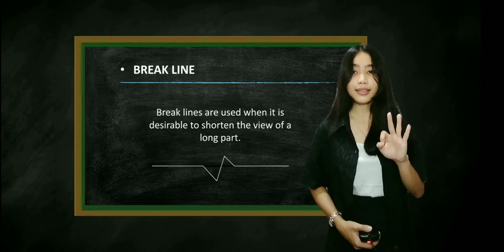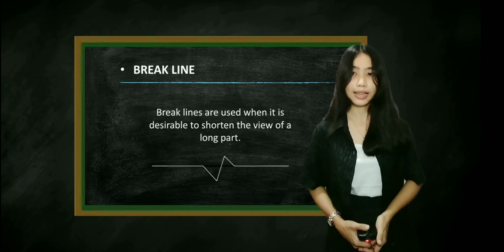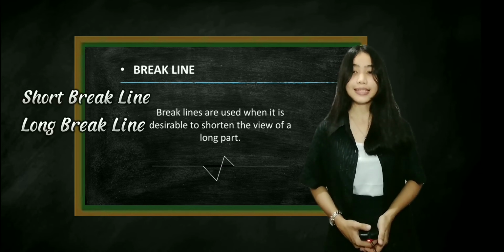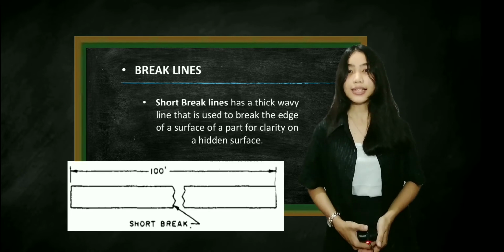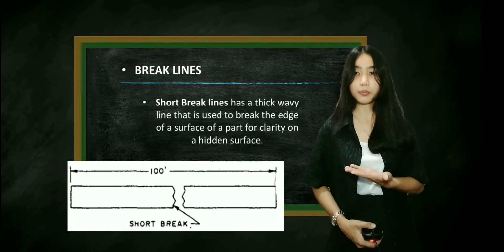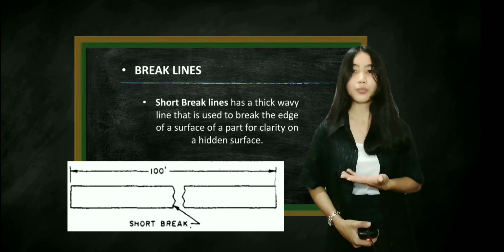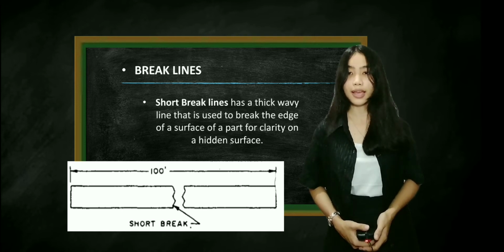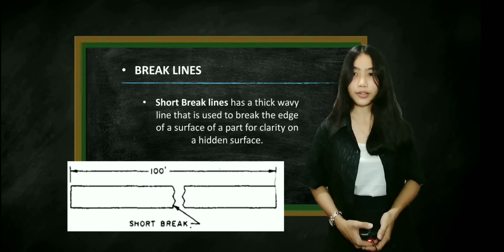So, there are 3 types of break lines with different line weights. These are short break line, long break line, and cylindrical break line. Here is a sample application of short break line. As you can see, a short break line has a thick wavy line that is used to break the edge of a surface of a part for clarity on a hidden surface.